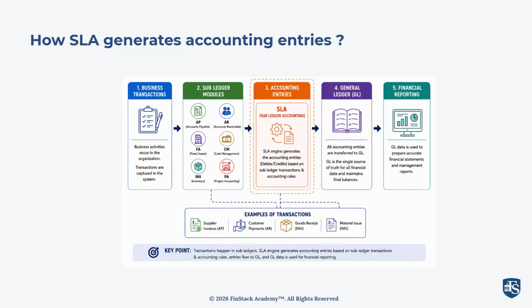The SLA engine then evaluates two important inputs. The first input is the business transaction itself. The second input is the accounting rules that are configured within Oracle. Using these two inputs, the SLA engine determines which account should be debited, which account should be credited, and creates the accounting entries and transfers them to the general ledger. Finally, the general ledger becomes the single source used for financial reporting.